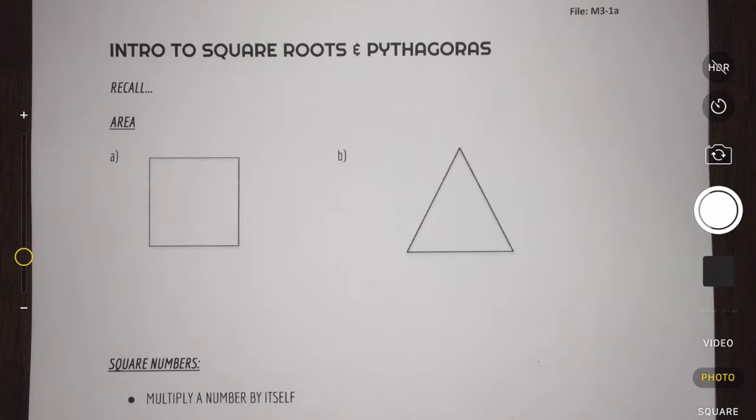Today we're going to talk about squares, square roots, and Pythagoras. But before we get started on new information, let's take a look back at some things that we already know.